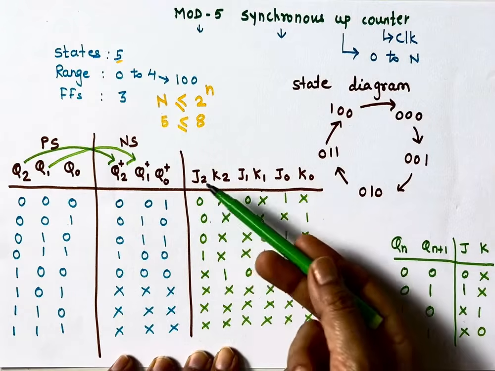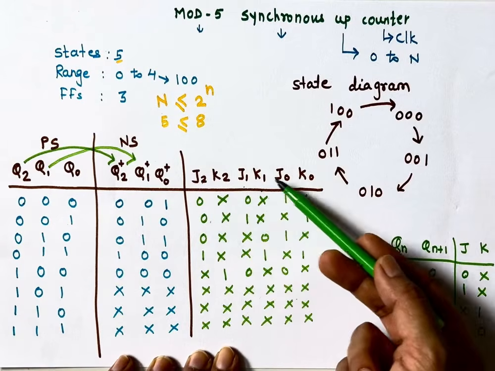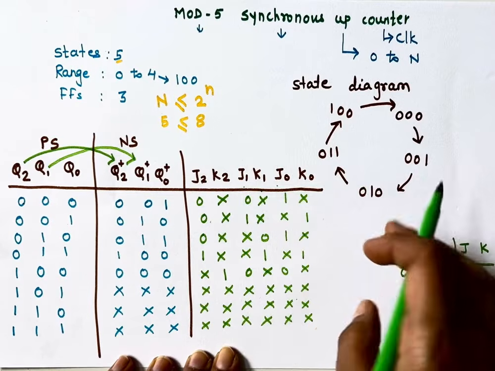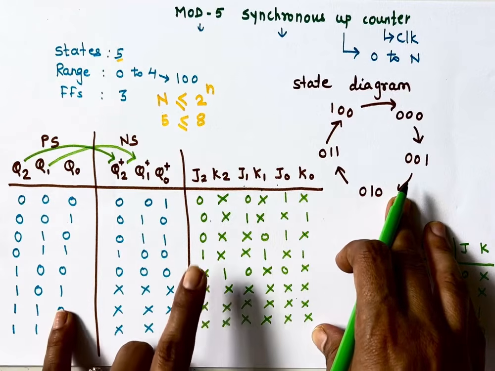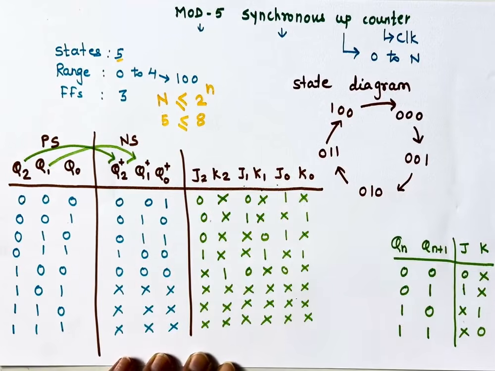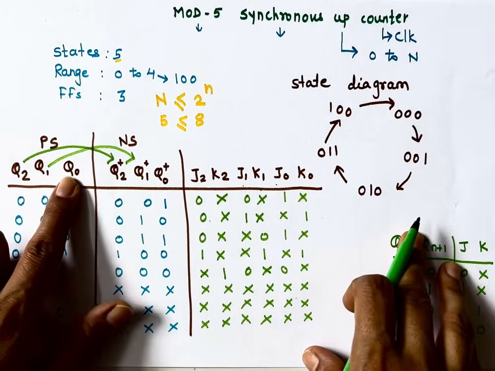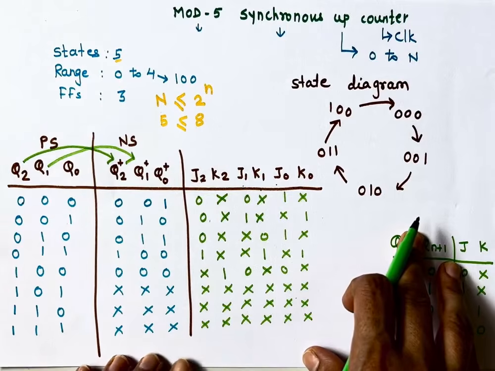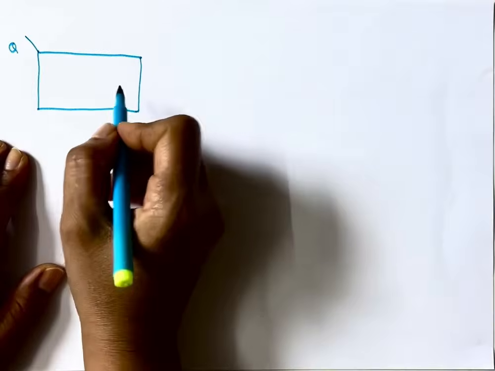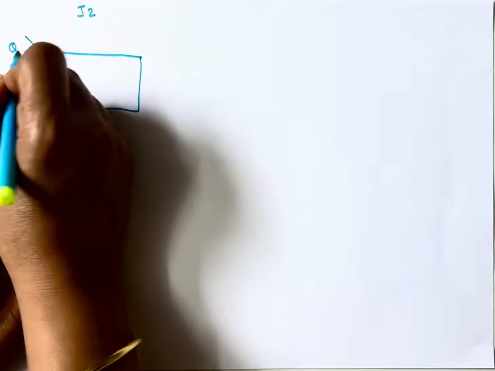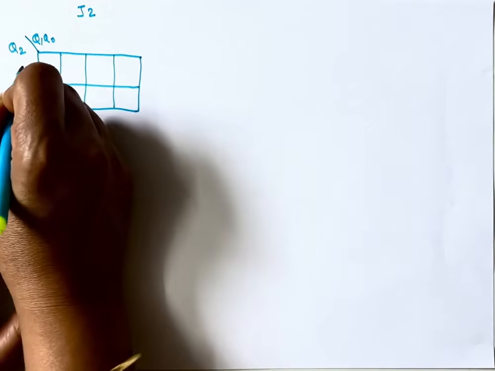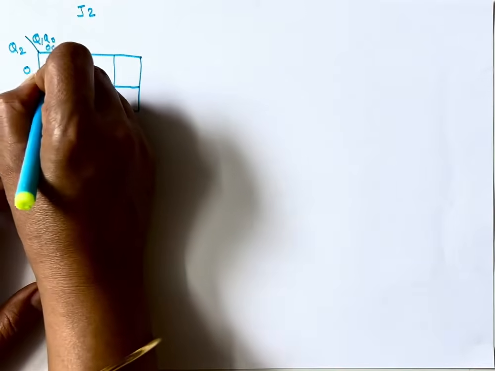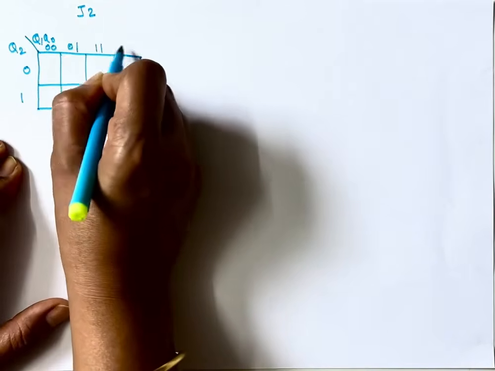Now you have values for J2, K2, J1, K1, J0, K0. The next step is to put these values into K-maps and identify equations for these inputs. We have 3 variables, so the number of cells in the K-map will be 2 raised to 3, that is 8. So let's identify for J2. This is Q2, Q1, Q0. The number of cells is 8. We use gray code, so 0 0, 0 1, 1 1, 1 0.